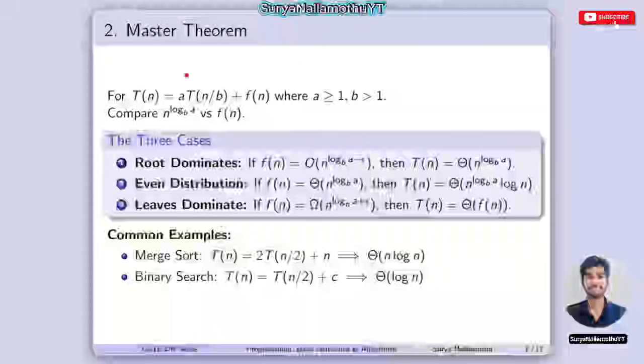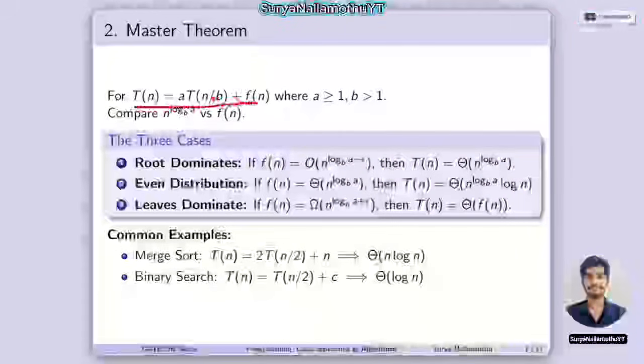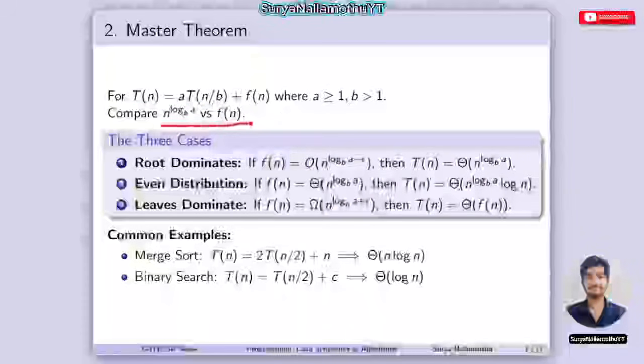Next, Master theorem. This is the formula for the Master's theorem: T(n) = a T(n/b) + f(n). For the comparison in this Master theorem, we need to follow these two conditions to compare n^(log_b a) versus f(n). If f(n) is big O of n^(log_b a - epsilon), then the T(n) value becomes theta.